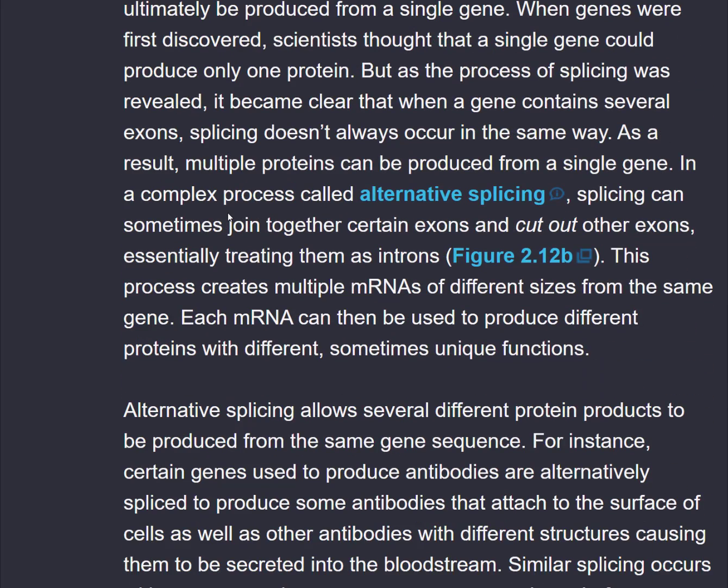Alternative splicing. Splicing sometimes can join certain exons and cut out other exons, essentially treating them as introns. This process creates multiple mRNAs of different sizes from the same gene. Each mRNA can then be used to produce different proteins with different, sometimes unique, functions. Alternative splicing allows several different protein products to be produced from the same gene sequence.